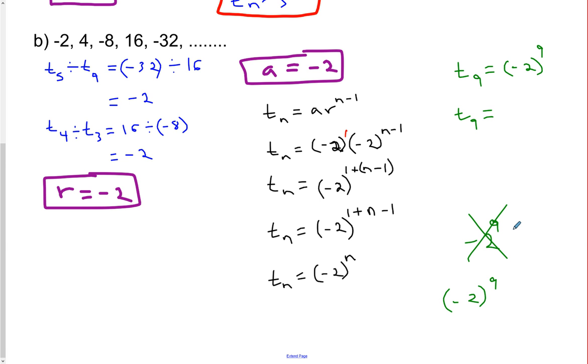So I'm going to try putting that in my calculator. You should be able to get an answer of negative 512. So please check and make sure that you can get that.